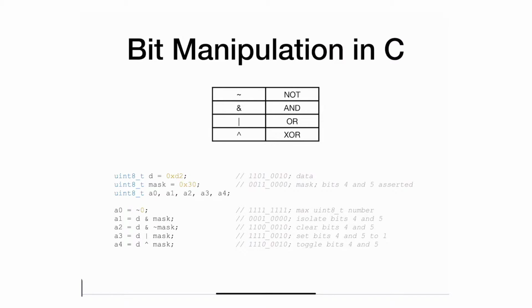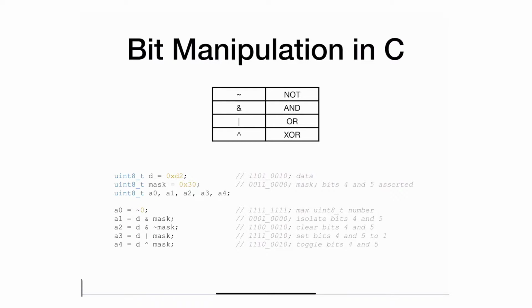The first one is NOT, and NOT is the only unary operator that operates on a single operand. Here I'm saying NOT 0, and it's basically the maximum that you can get with an unsigned integer. NOT 0 gives a bunch of 1s in here. The rest of them are really interesting.